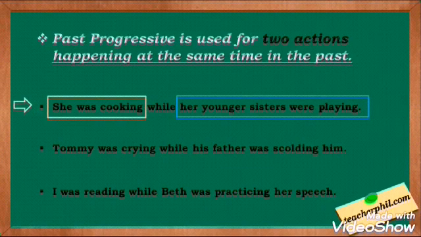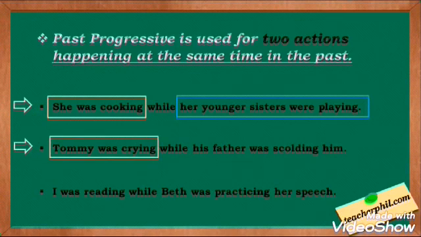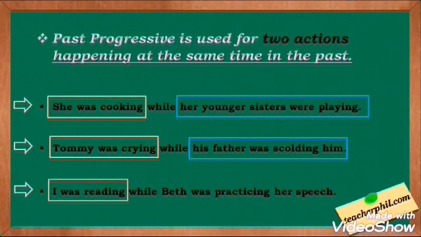In the first example, we have two actions that were happening in the past. They didn't cut or interrupt each other. They were happening at the same time. She was cooking and her younger sisters were playing. In the second example, the same. Tommy was crying, this is the first action. The second action, his father was scolding him. They were happening at the same time in the past. I was reading while Beth was practicing her speech. The first one, I was reading, and the second action, Beth was practicing her speech.